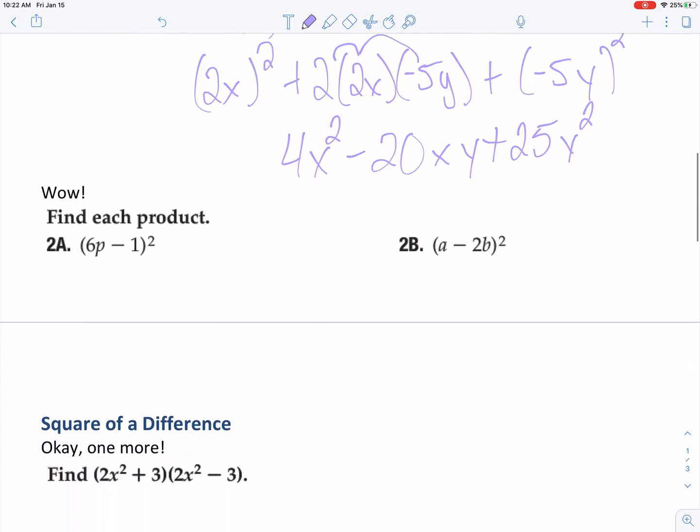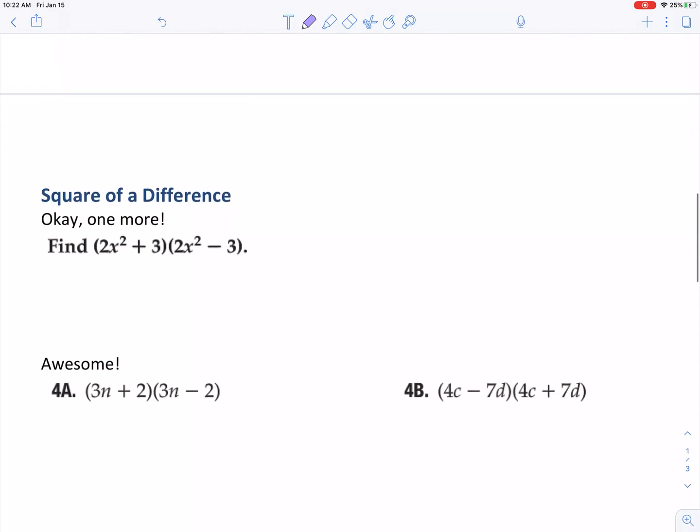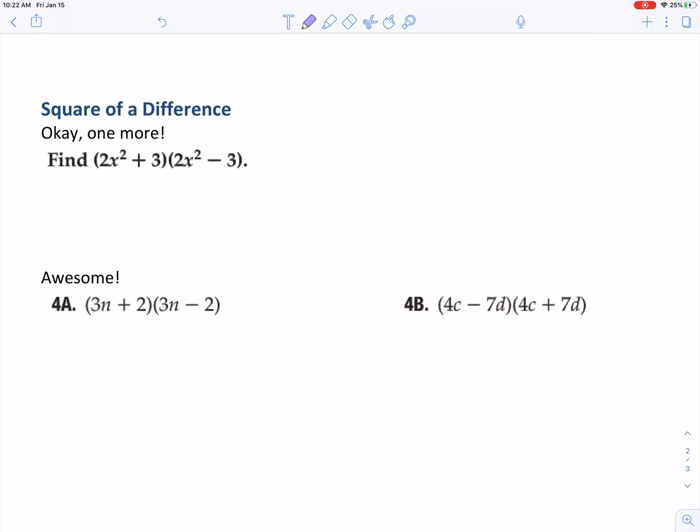Okay, one more. We call these kind of your special products. So one more special case to check out here. This one is called the product of a sum and difference. So you'll notice that the two parentheses are the exact same, with the exception that one has a plus sign and one has a minus sign.